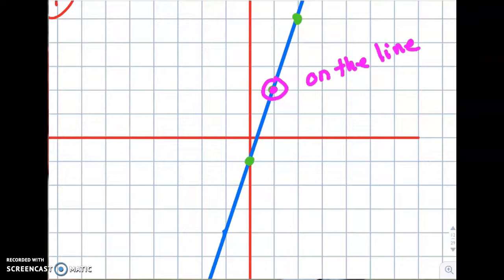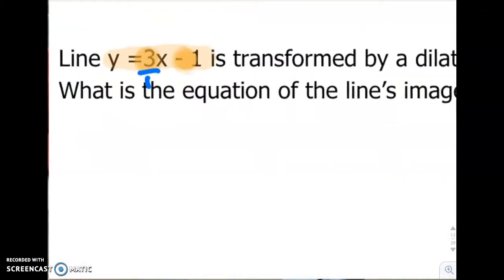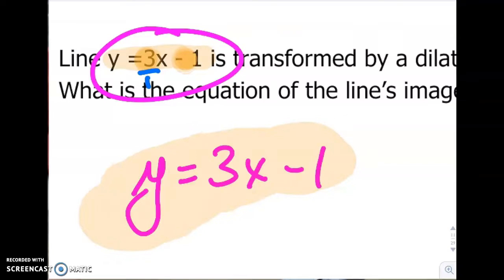So if the center of dilation is on the line, then the line doesn't move. It actually stays exactly where it is. So whenever that happens, whenever the center of dilation is literally a point that's already on the line, the line stays the same. So whatever it was, that's your answer too. And that only happens when the center of dilation is on the line.